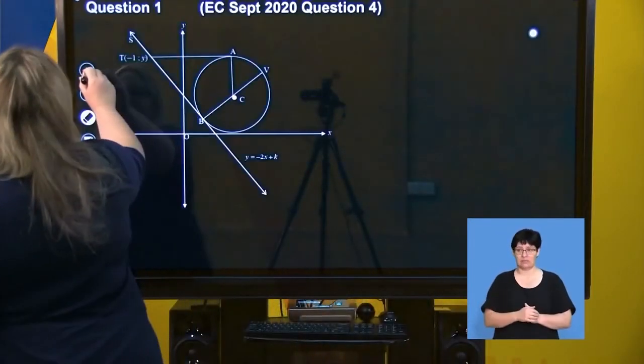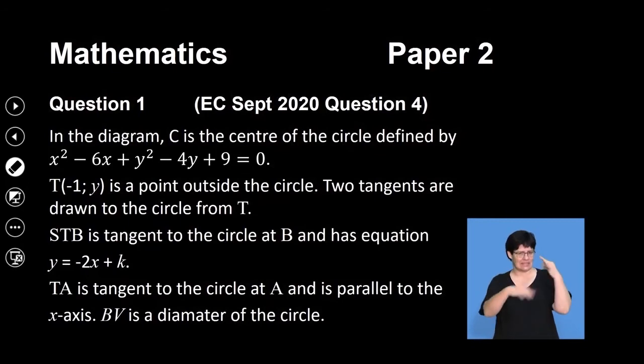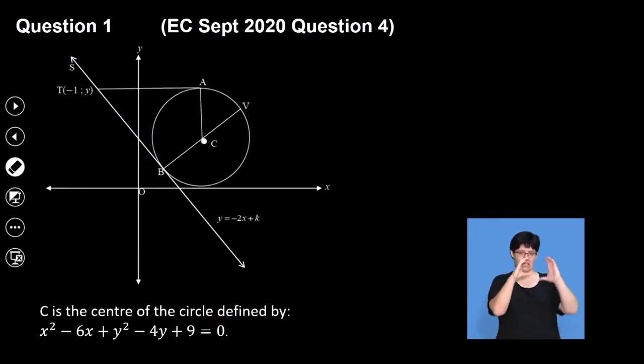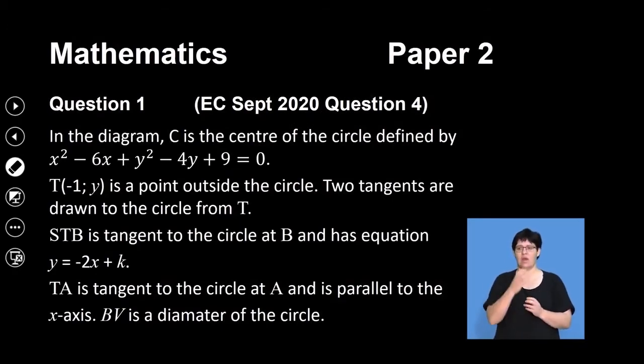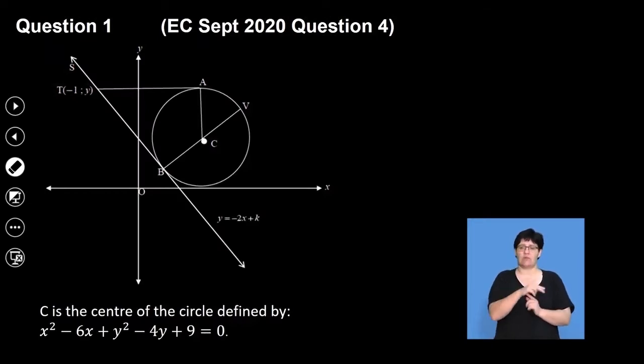Okay, we're going to start with some analytical geometry, and we're told that in the diagram we have C, which is the center of a circle defined by x squared minus 6x plus y squared minus 4y plus 9 is equal to 0. We can see that's our circle over there with center C. And then we have point T, which has the coordinates (-1; y), and it's a point outside the circle. And we have two tangents which are drawn to the circle from T. So there's T over there, and then we have that tangent over there, and we have this tangent over here. So this tangent goes to point A on the circle and that tangent to point B.